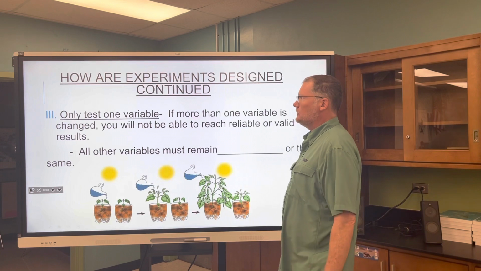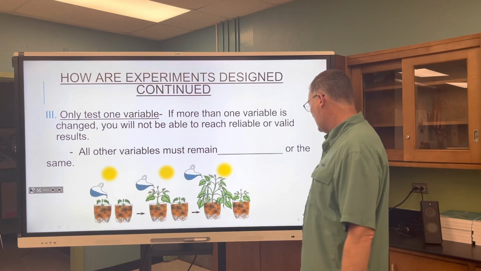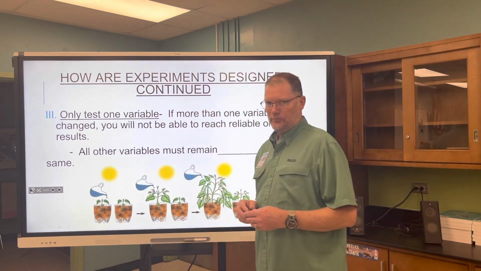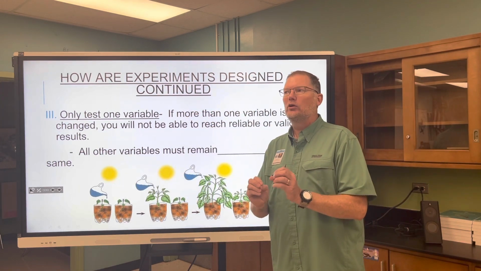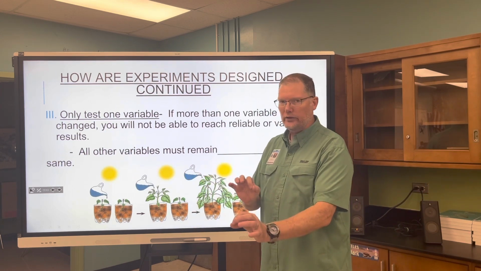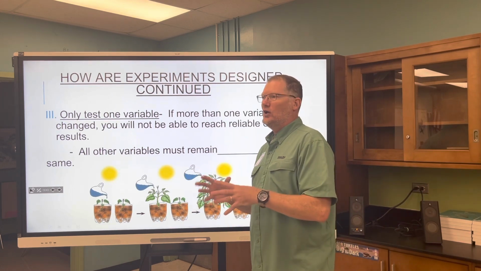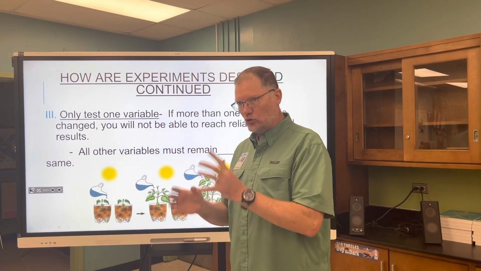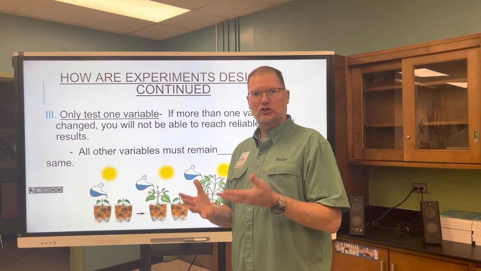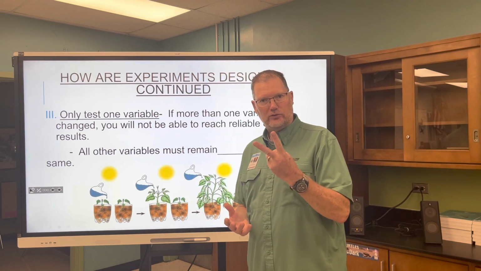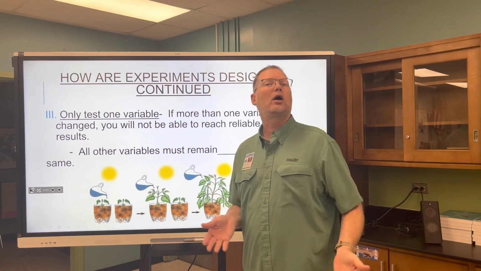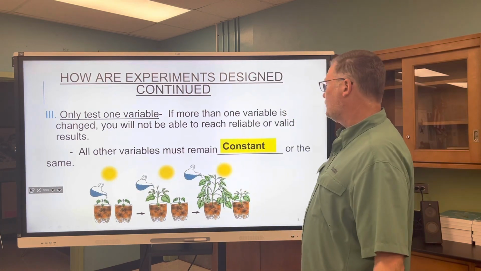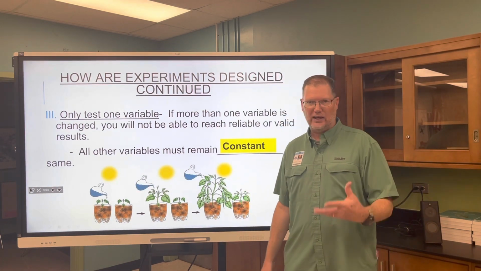So how are experiments designed continued? This is continuing on slide 8, that's where we are in our notes for reference. Only test one variable. If you test more than one variable, you will not know which one made the change. So if I play country music and rap music to my plants and I see a change, I'll never know. That's two variables, country music and rap music. I'll never know which one made the difference, okay?